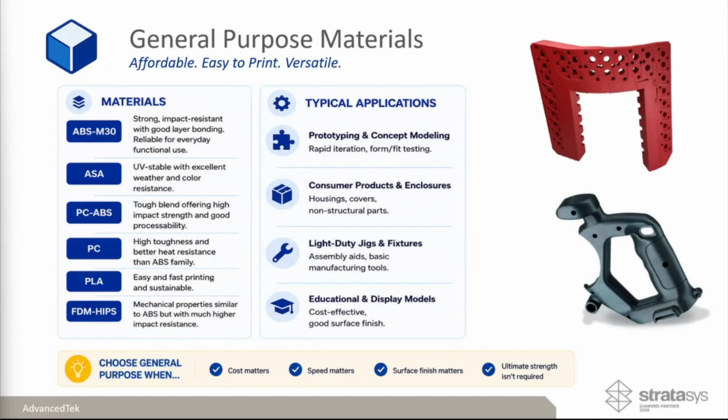Next, you got your FDM HIPS. Mechanical properties are similar to ABS, but with much higher impact resistance. It's a good general purpose material for 3D printed parts needing greater durability than ABS. Excellent for low to moderate strength manufacturing aids that can be printed quickly.